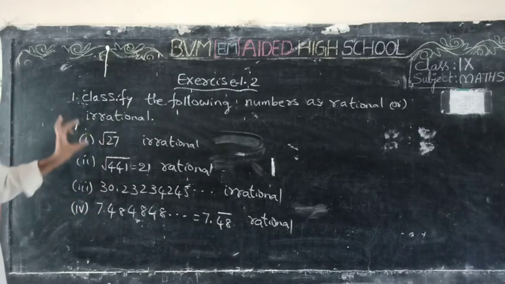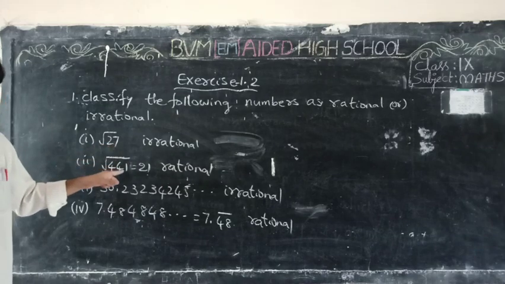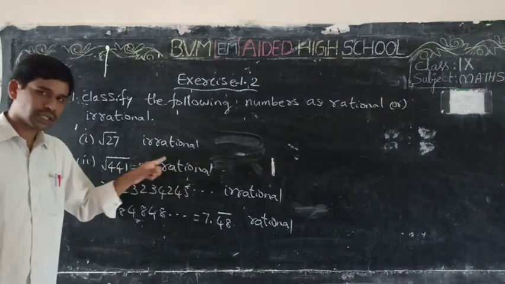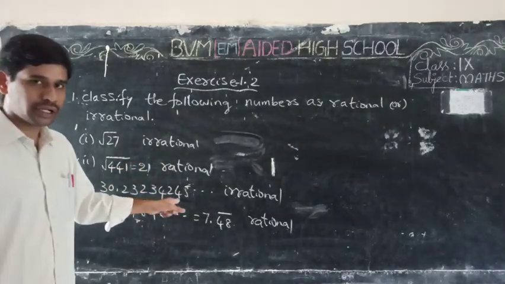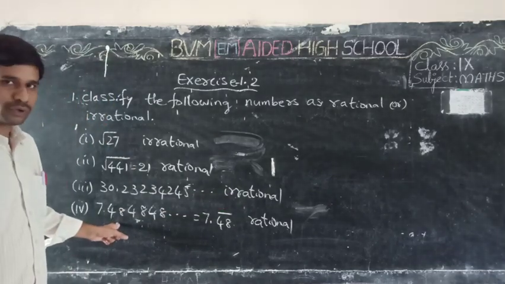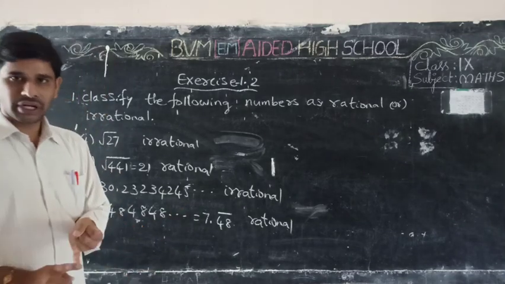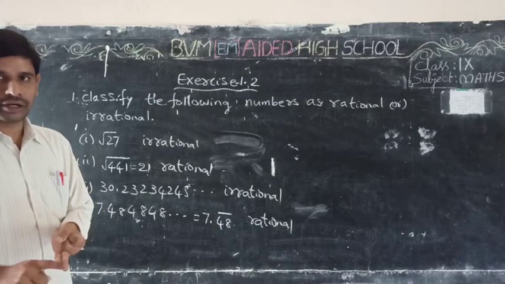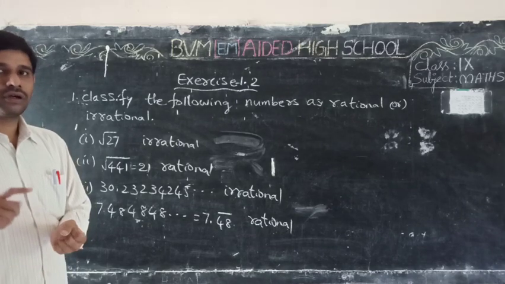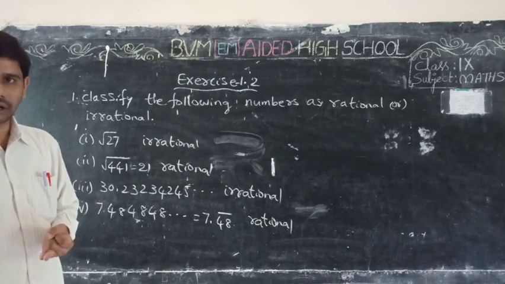Root 27, root 441. Find the difference between these two. 27 is not a perfect square number, so it is irrational. 441 is 21 square, so root 441 is 21. So it is an integer, it is a rational number. The decimal is non-terminating, non-recurring, so it is an irrational number. 7.48 bar, non-terminating recurring decimal, is a rational number. Terminating and non-terminating recurring decimals come under rational numbers. Non-terminating, non-recurring decimals and square roots of non-perfect square numbers come under irrational numbers.